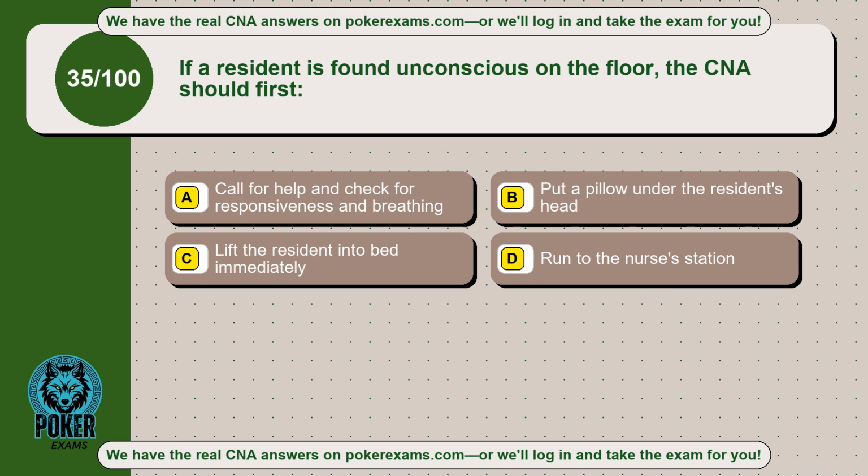Question 35. If a resident is found unconscious on the floor, the CNA should first. Option A, call for help and check for responsiveness and breathing. Option B, put a pillow under the resident's head. Option C, lift the resident into bed immediately. Option D, run to the nurse's station.